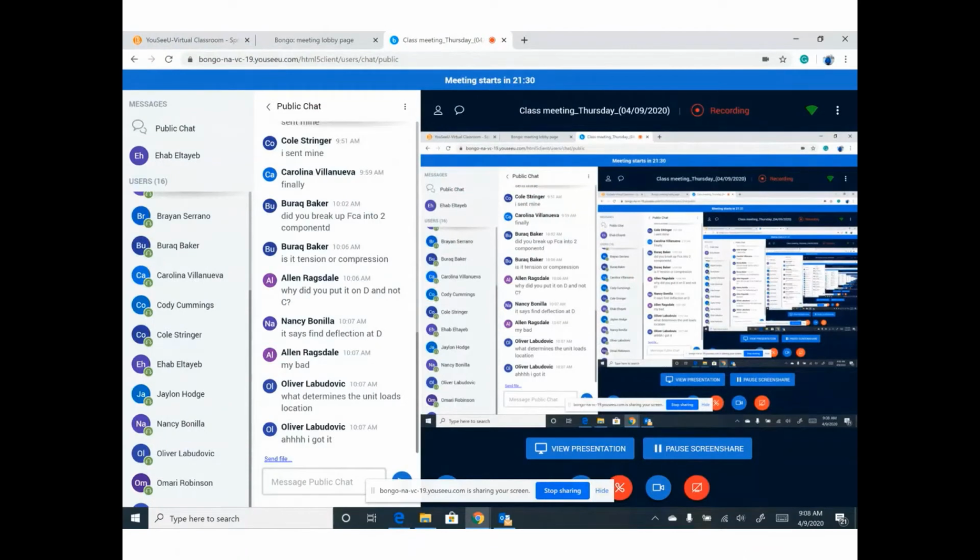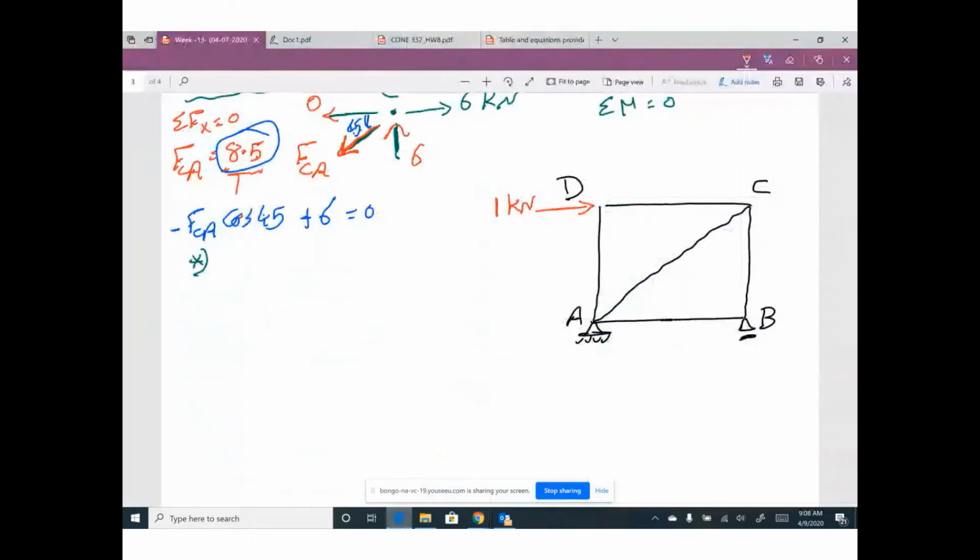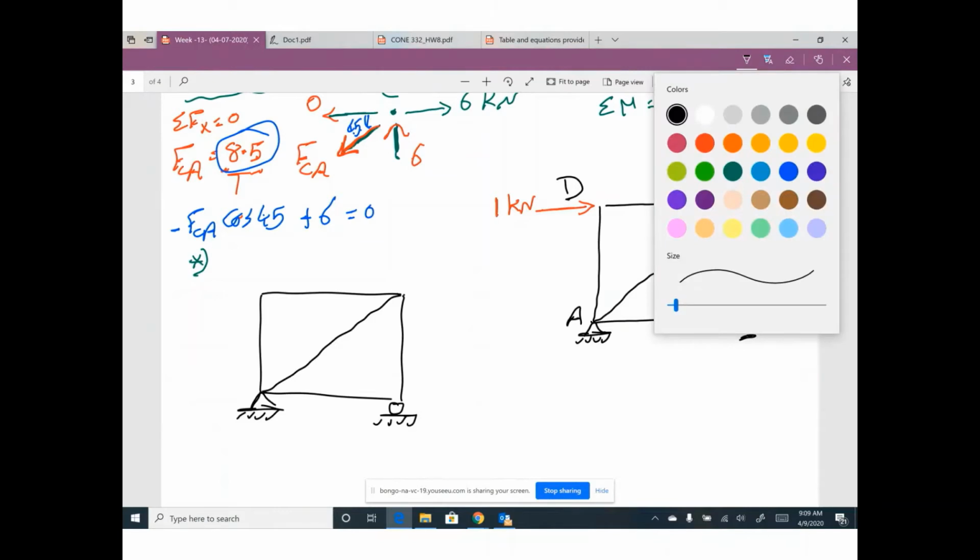Oliver's location, based on we are looking for deflection at D. So I put unit load at D. Any question? Guys, you should ask me this question. Okay, this step, you removed everything. That's right. I removed everything. And I will put horizontal load, unit load at D, because you are looking for horizontal deflection at D.